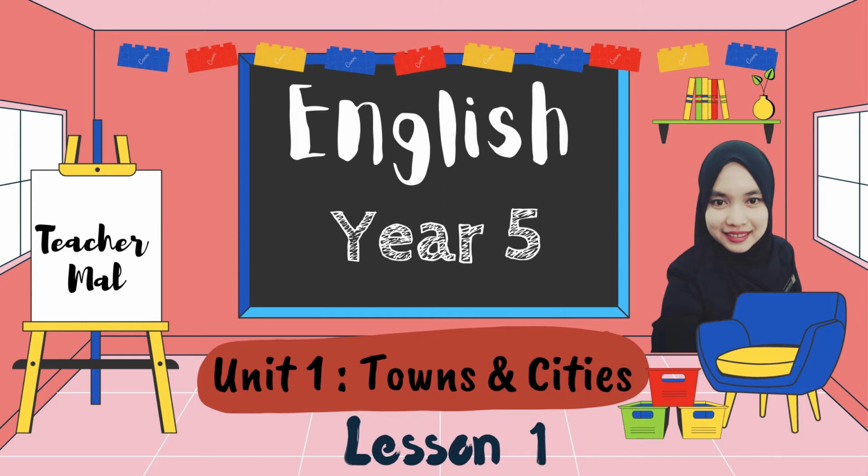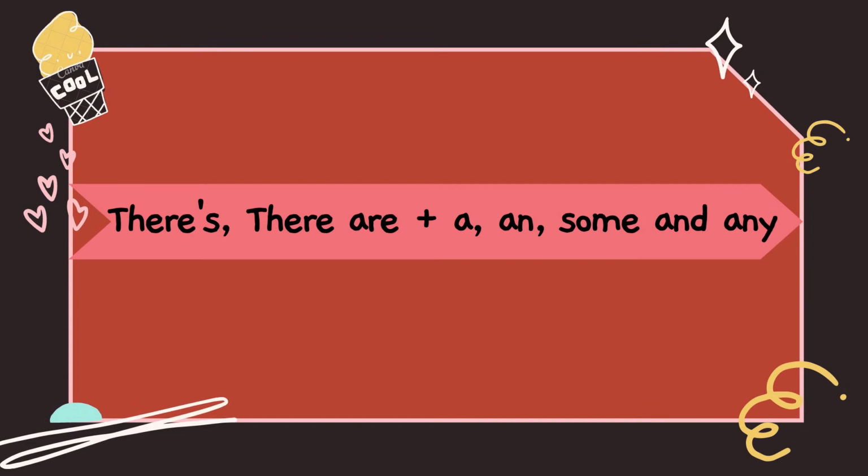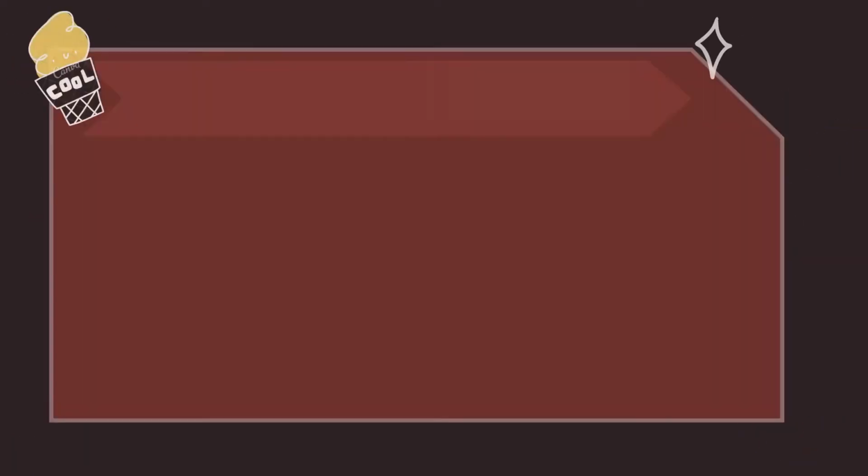I'm Teacher Mal and I will teach you English Year 5, Unit 1, Towns and Cities, Lesson 1. For today's lesson, we will focus on these structures. There's, there are, plus, a, and, some, and any. Before we start our lesson, let us get to know London first.